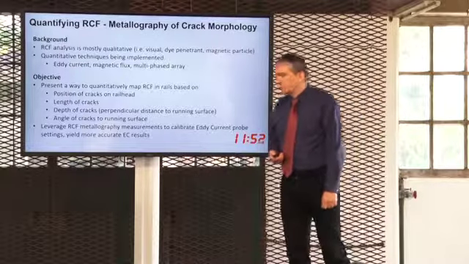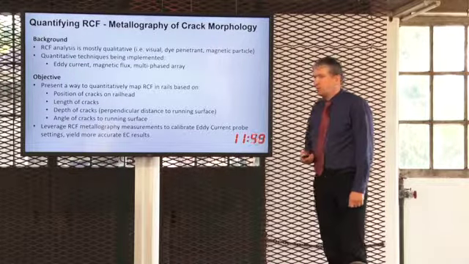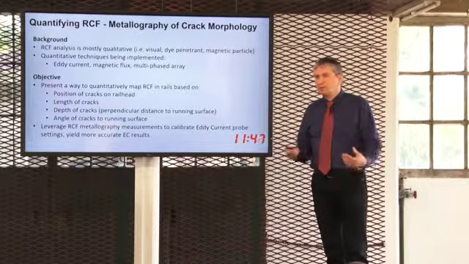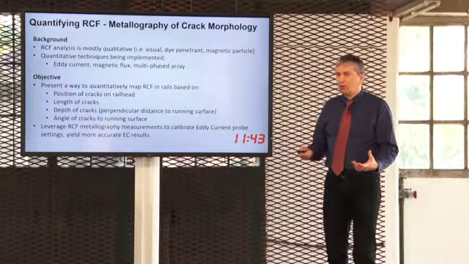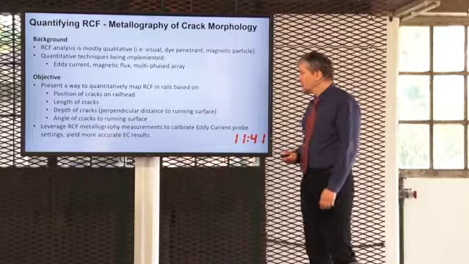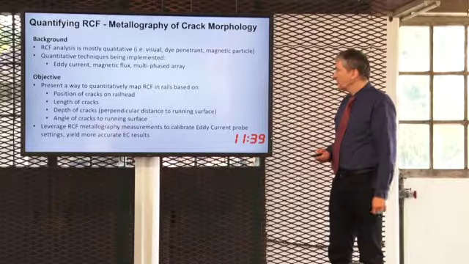The main objective of this work was to find a way to quantify RCF on a global scale, and to find an approach that would work for any rail type, whether high or low rail, any type of curvature. You could go on track, grab that rail, slice it in specific orientations, and look at the position of cracks on the railhead, the length of the cracks, the depth of the cracks, and the angle of those cracks. Then we leverage that information, especially the crack angle, to improve the eddy current method.